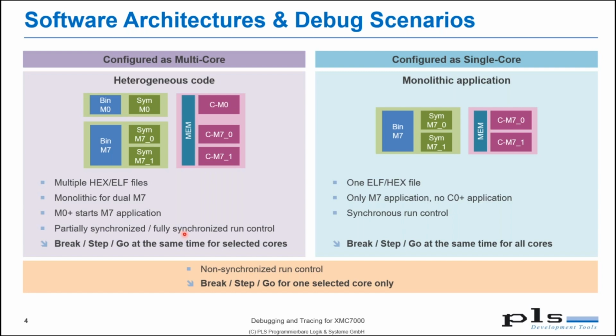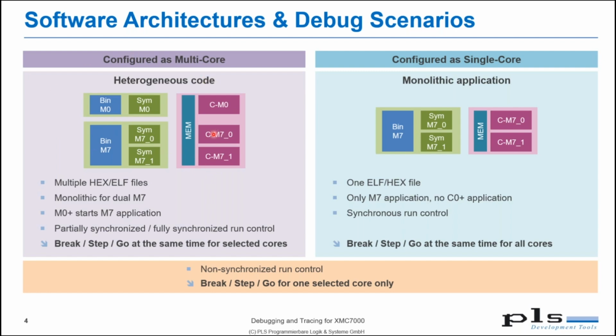That means maybe you want to only debug the main cores, then the main cores should be braked or halted at the breakpoint synchronously, but not the HSM. The HSM should stay in a running state. This may be one of the requirements.